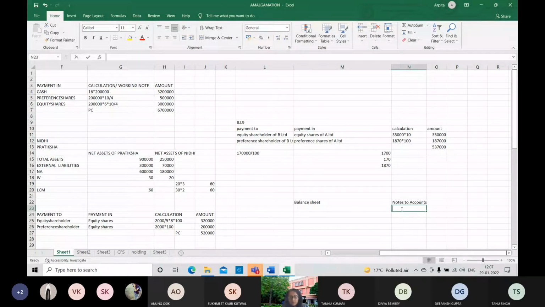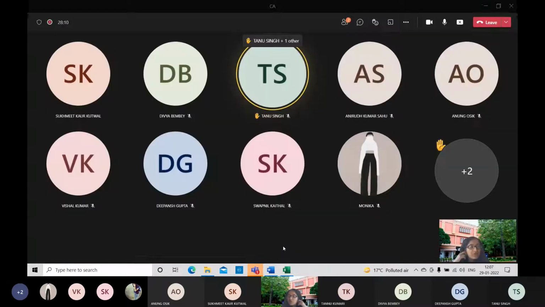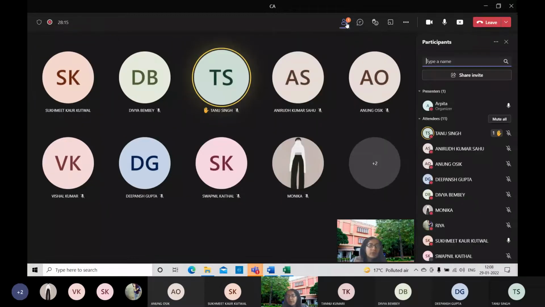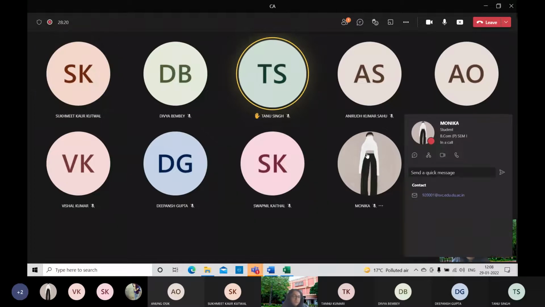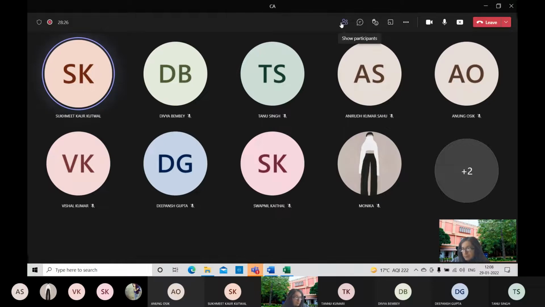8 lakhs. Tell me the 8 lakhs bifurcation, because you have to write the bifurcation in the notes to accounts. Maybe Tanu? 80,000. Yeah, okay, Sukhmeet is speaking. Let her speak. Sukhmeet, bifurcation of the equity share capital? 80,000 equity shares of 10 each. Yeah. And we have to separately write that 35,000 equity shares of 10 each were allotted to the vendors. So we'll have to write that in the bracket. Okay, clear. Fine. Okay, ma'am.